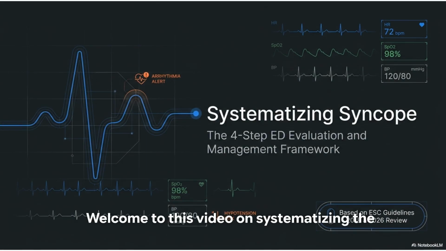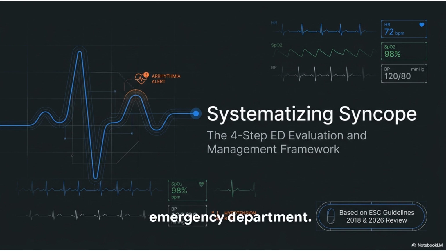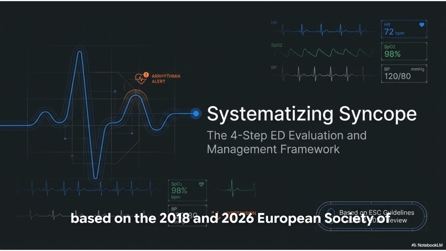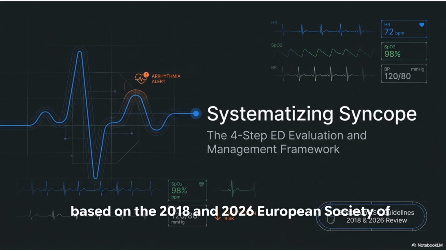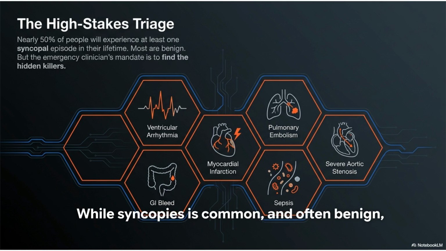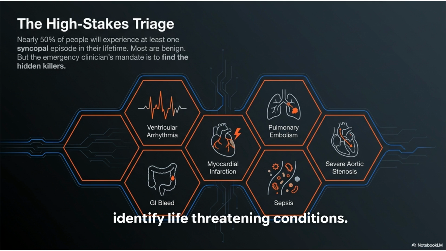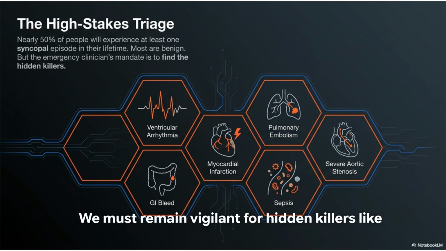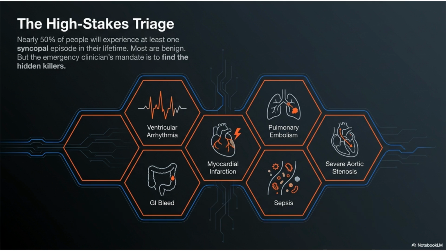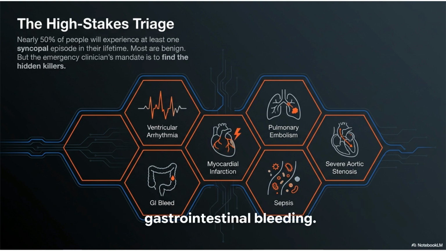Welcome to this video on systematizing the evaluation and management of syncope in the emergency department. We will walk through a four-step framework based on the 2018 and 2026 European Society of Cardiology guidelines. While syncope is common and often benign, the emergency clinician's primary mission is to identify life-threatening conditions. We must remain vigilant for hidden killers like arrhythmias, myocardial infarction, pulmonary embolism, severe aortic stenosis, sepsis, and gastrointestinal bleeding.